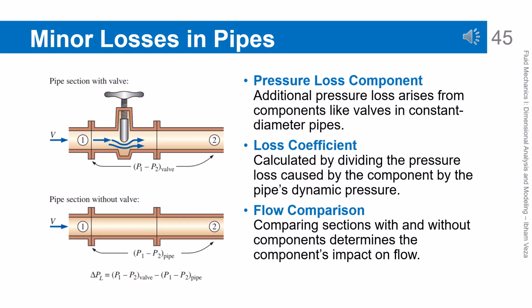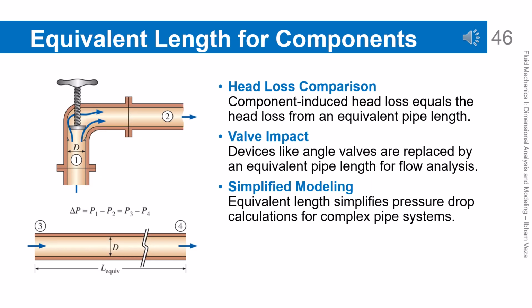Minor losses in pipes. In addition to friction losses along the pipe, there are also additional losses caused by components, such as valves and elbows. These losses are called minor losses, although in many systems their magnitude can be quite large. The magnitude of these losses is expressed using a loss coefficient multiplied by the dynamic pressure. Comparing conditions with and without the component shows its effect on the flow. This concept is very important in complex piping systems.